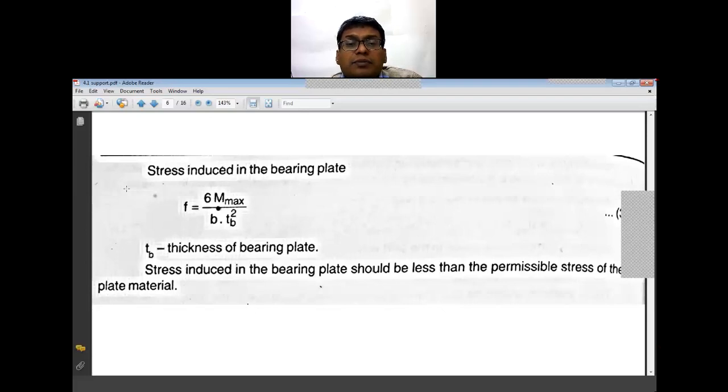Then the maximum stress induced in the bearing plate is 6 times the maximum bending moment upon Z, that is B into TB square, where TB is the thickness of the bearing plate. The stress induced in the bearing plate should be less than the permissible stress of the bearing material.